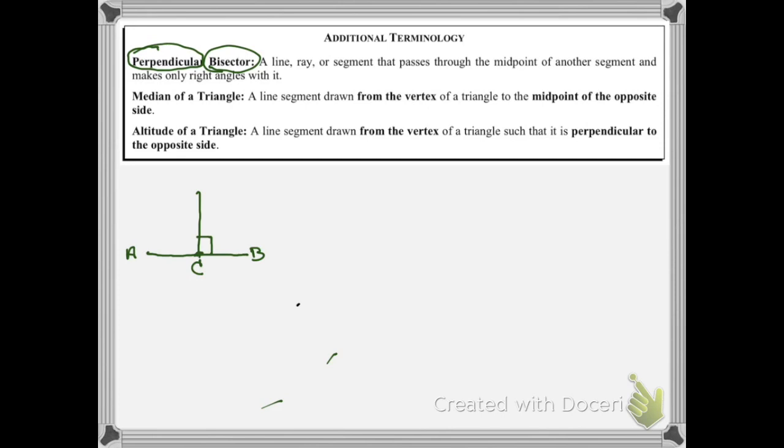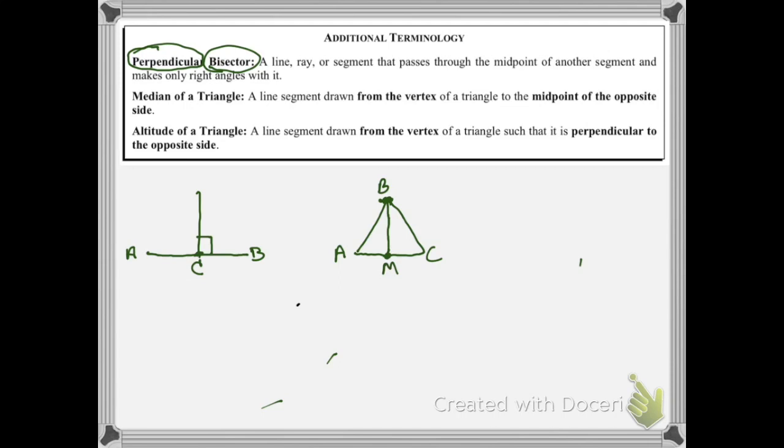So let's look at the median of a triangle. The median of a triangle says that there's a line segment drawn from the vertex of a triangle. So what do we need? Yes, we need a triangle and we need a vertex. So let's call this triangle ABC. Here's my vertex at B. It could be A, B, or C, but it's one of the vertices. And then you draw a segment to the opposite side. And there we go. That means that this point here becomes the midpoint. And let's call that point M for midpoint. That's all the median of a triangle is, okay?